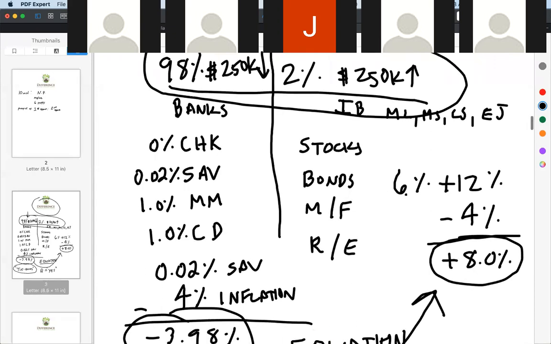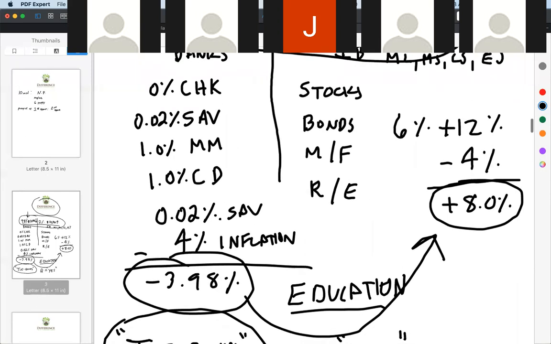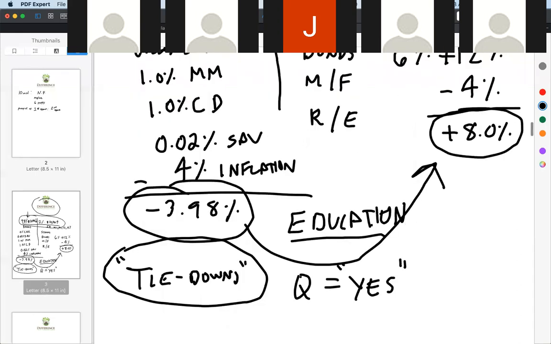So here's an example of a tie down. Isaac, does it make sense to learn how to earn more interest than inflation? Yes. Isaac, do you see the value of teaching people how to get from here to there? Yes. Right. Isaac, do you think financial education is important? Yes. Those are tie downs. Now, a tie down is a question that demands a yes response.